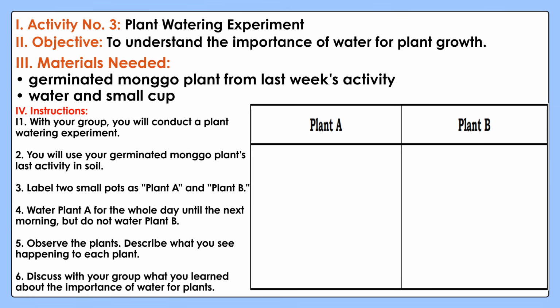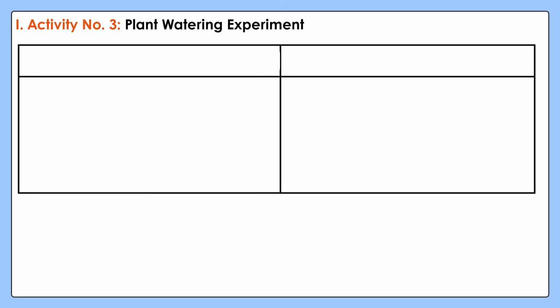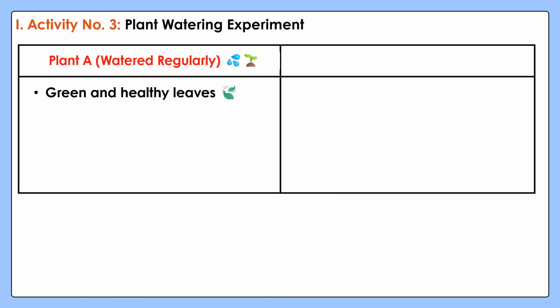Observe the plants, describe what you see happening to each plant, and discuss with your group what you learned about the importance of water for plants. Let's answer. These are the possible answers. Plant A, watered regularly: green and healthy leaves, standing upright and strong.